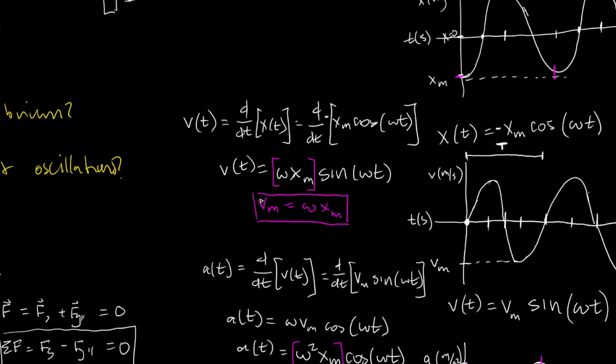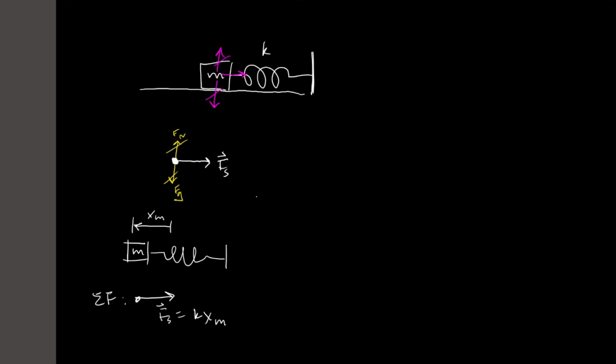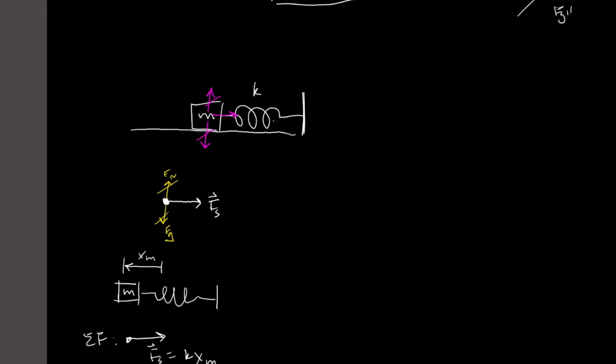We also found that we have a relationship between our maximum velocity and our angular frequency. So if we can find our maximum velocity and we know our maximum displacement, we can calculate our angular frequency. So we'll come over here and look at our horizontal spring to simplify it a bit again.